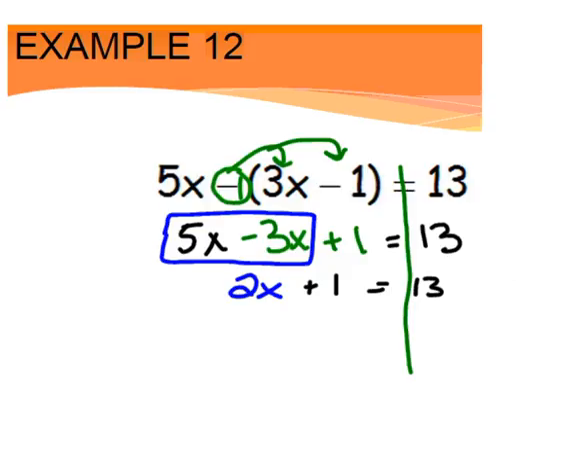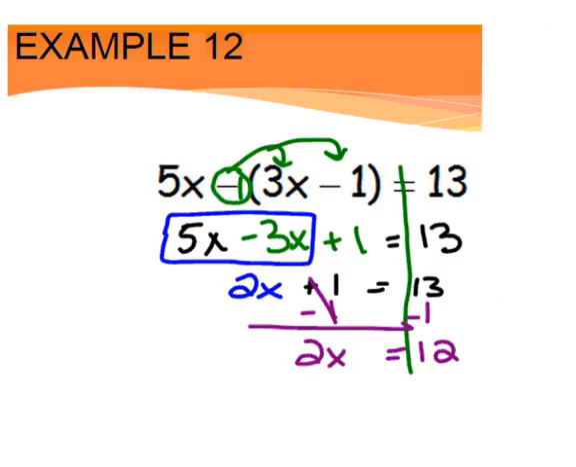Now that we've done all the simplifying, we can start to solve this equation. So I need to start with the constant on the side of the variable. The constant here is going to be the +1. So the +1 I can inverse with a -1 on both sides. That will leave us with 2x, and it will equal 12.